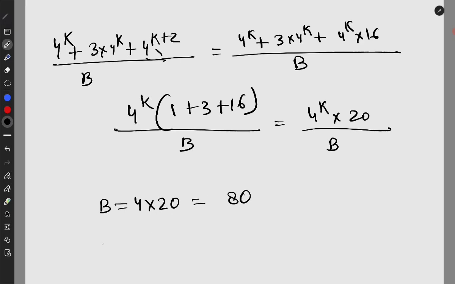Now we get the value of a, we get the value of b. Let's find the sum. a plus b will be equal to what? 2 plus 80. This will be 82. So the answer of this question will be 82.